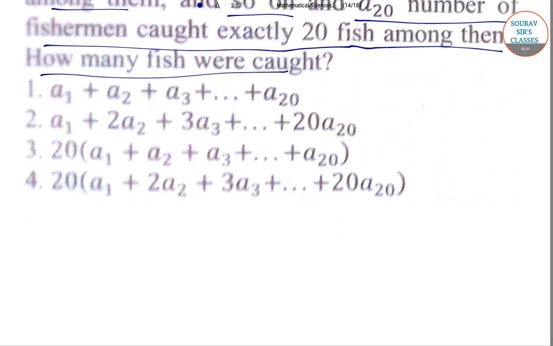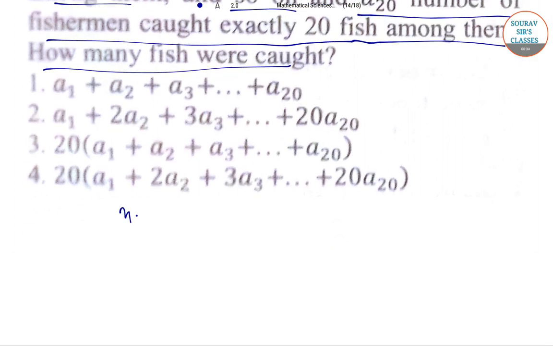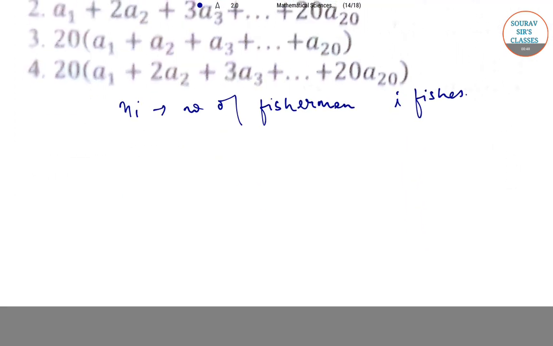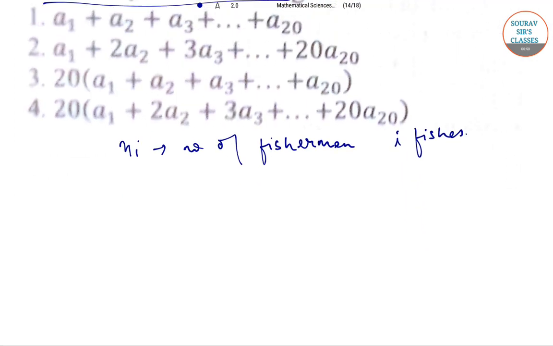Now, let xi be the number of fishermen who caught i fishes. Suppose we have the following table.